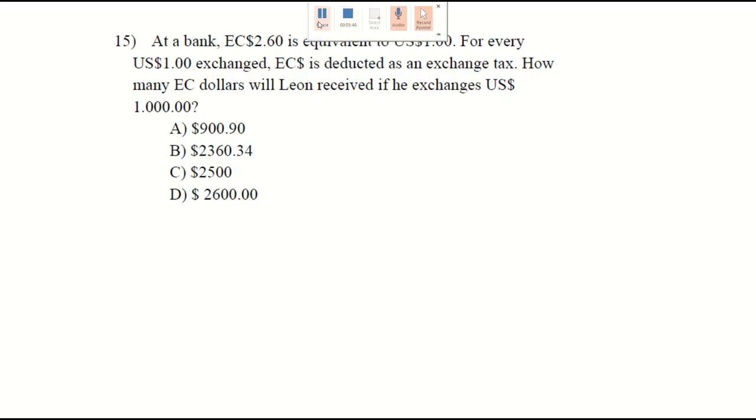So what is missing from this question is right here, supposed to be telling you it's 10 cents. So let's read. For every 1 US exchange, 10 cents EC is deducted as an exchange tax. How many EC will Leon receive if he exchanges 1,000 US?